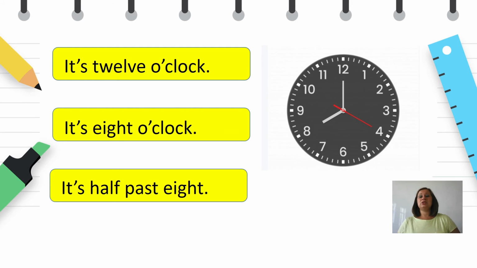The big hand is at number 12. The small hand is at number 8. So what time is it? Is it 12 o'clock? Is it 8 o'clock? Or is it 8:30? What do you think? That's right. It's 8 o'clock.